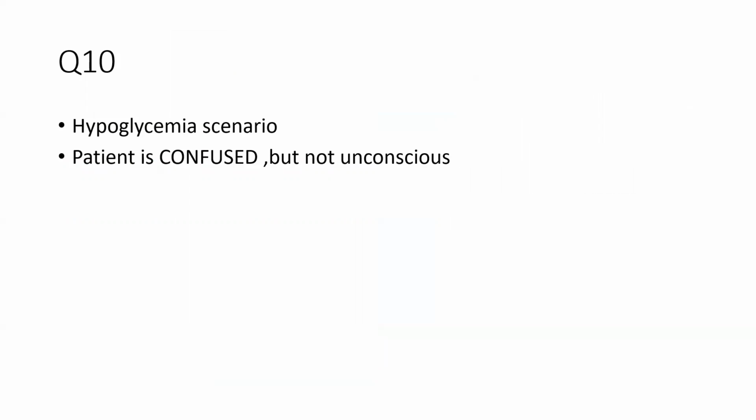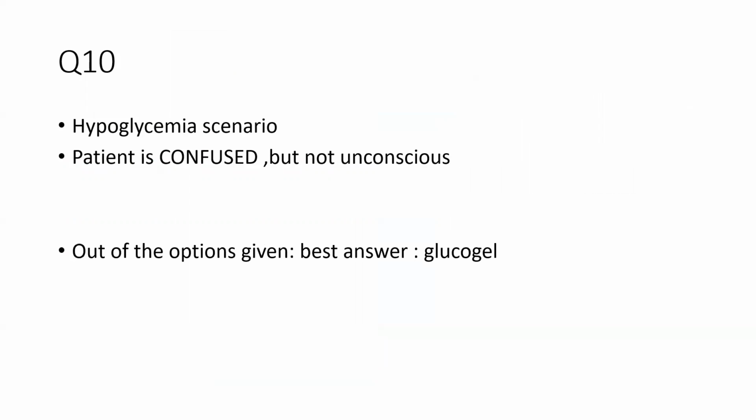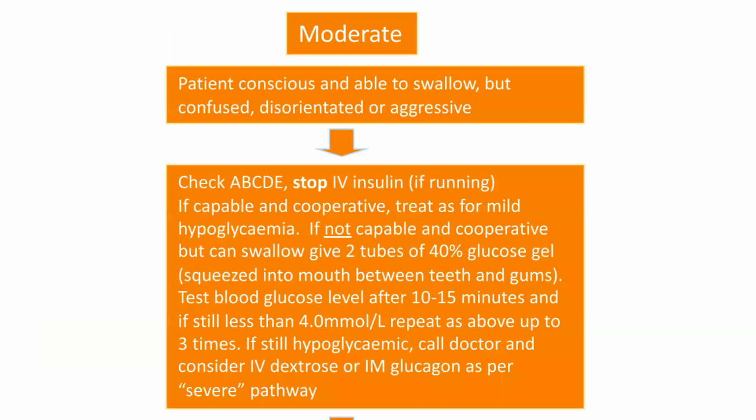Hypoglycemia scenario again, this time the patient was confused but not unconscious. Out of the options given, the best answer was GlucoGel. So again, in the moderate pathway, the patient is conscious and able to swallow, but he's confused, disoriented or aggressive. Again, check ABCDE. Stop IV insulin infusion if running for any reason. If capable and cooperative, treat as for mild hypoglycemia. But in our question scenario, the patient was confused, not capable and cooperative, but can swallow GlucoGel.